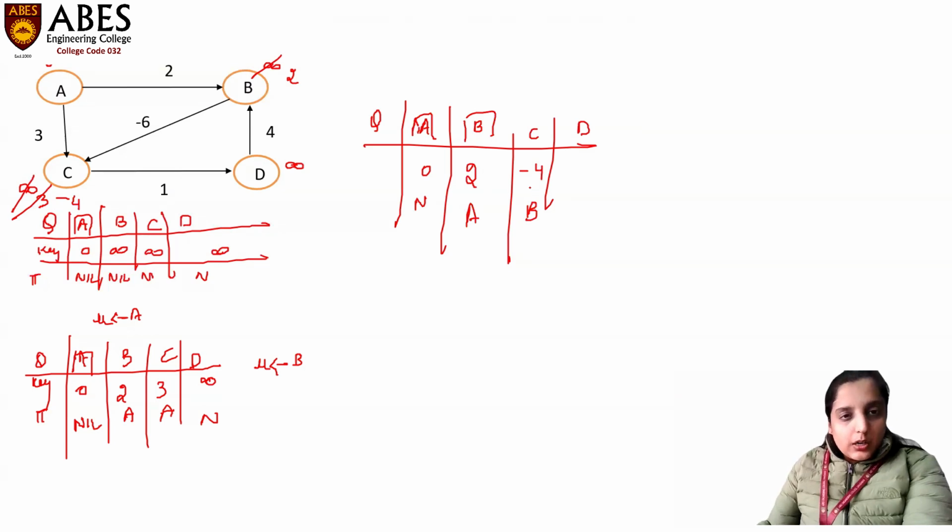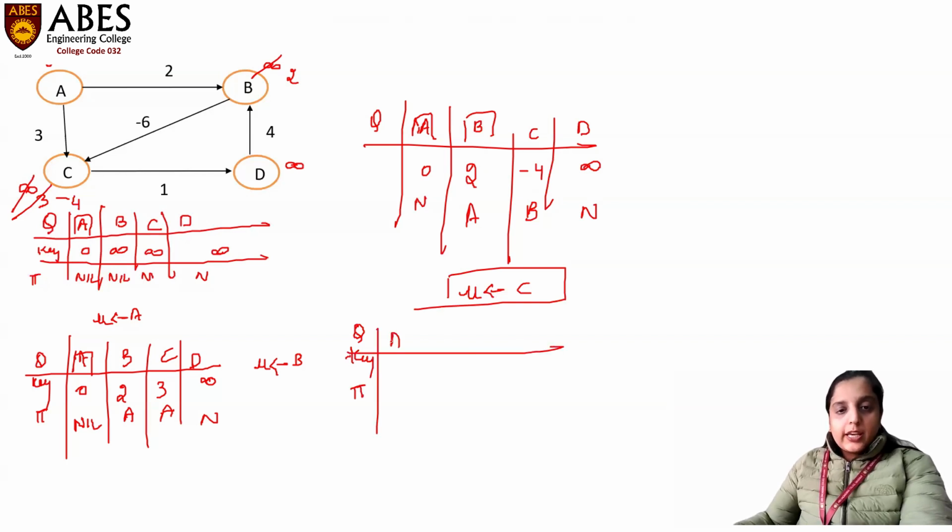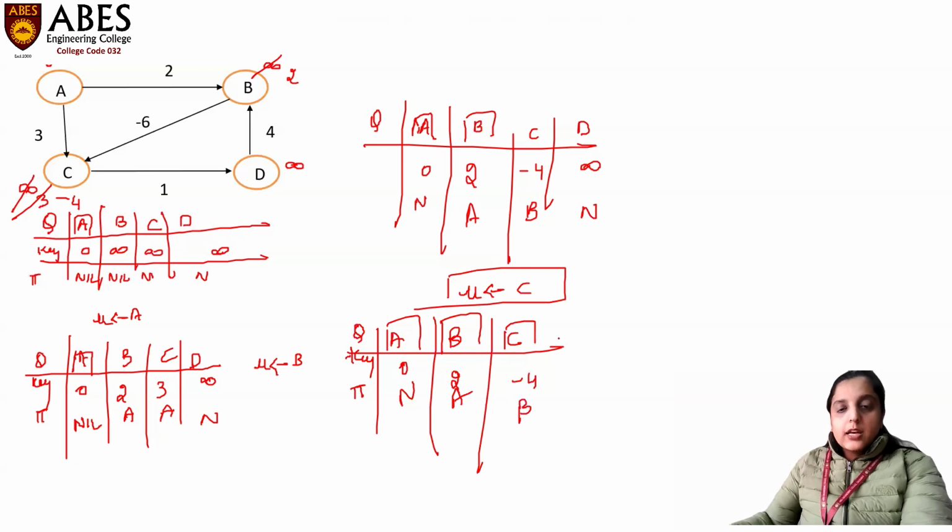And from D, there is no outgoing edge. So we'll copy it from the previous matrix. This will be infinity to nil. Now the next minimum is C. So we'll extract C from this particular weighted matrix and we'll write here Q parent. We have already visited A, so the value will be copied. It is 0 nil. We have already visited B, so the value will be copied to A. We are about to visit C, so its value will also get copied from the previous matrix.